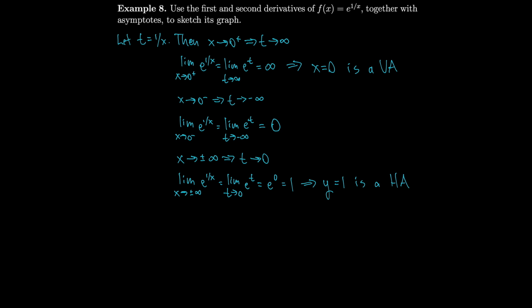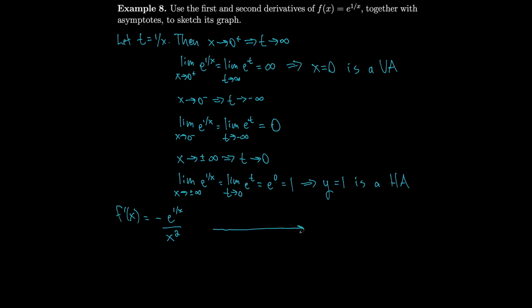Okay, let's do our derivative test now. The derivative, remember, for e to the x is just e to the x, so for e to the 1 over x it's just e to the 1 over x. Then by the chain rule, we multiply by the derivative of 1 over x, so that's minus 1 over x squared. So this is minus e to the 1 over x over x squared.